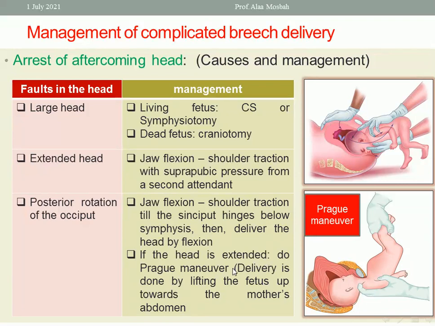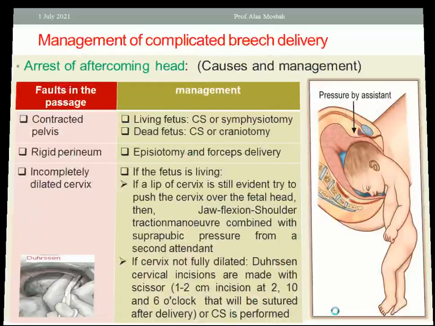If the head is extended, we use the Bracht maneuver by lifting the baby, extended head and the back, posterior rotation of the occiput like this, posterior rotation of the occiput, elevation of the foot towards the mother's abdomen, called the Bracht maneuver. This is a line of three.